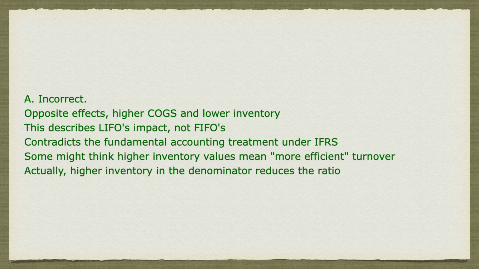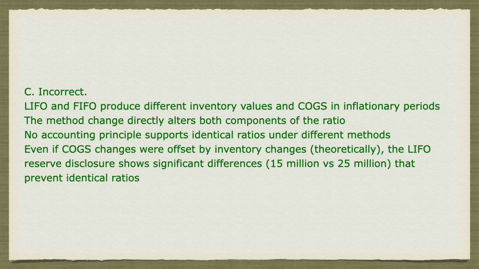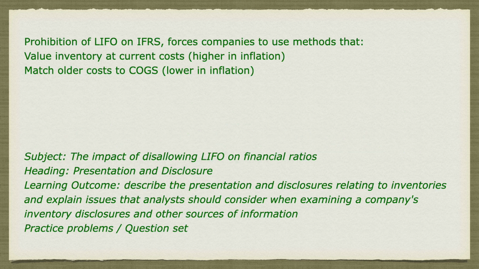A. Incorrect. LIFO leads to higher COGS and lower inventory, contradicting IFRS accounting treatment. C. Incorrect. LIFO and FIFO produce different inventory values and COGS in inflationary periods, preventing identical ratios. Prohibition of LIFO under IFRS forces companies to use methods that value inventory at current costs, higher in inflation, and match older costs to COGS, lower in inflation.